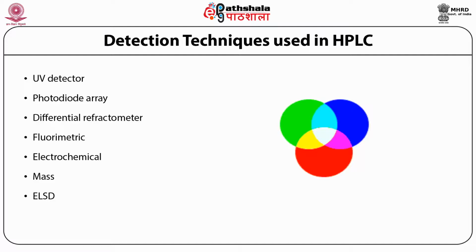Next is the fluorimetric detector, where fluorescence is employed. Fluorescence spectroscopy is a very sensitive technique, very accurate, and you can literally exceed UV detector capabilities. But the only problem is that not all compounds are fluorescing. So the compounds which are capable of fluorescing can be detected this way.